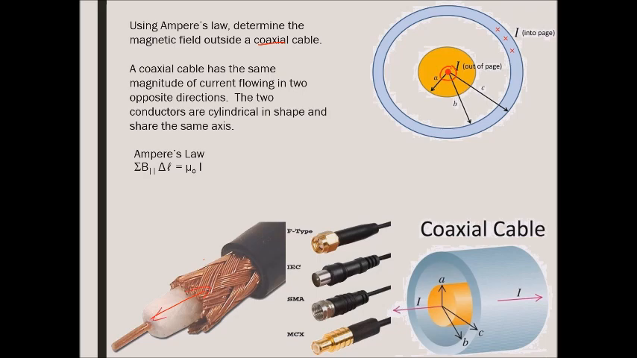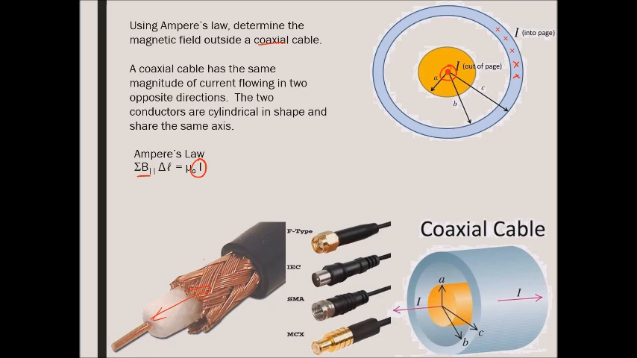So here we have current coming out of the page. On the outside conductor, we have current going into the page. So in a very small region, we have an equal amount of current going in both directions. So what does Ampere's law say the magnetic field should be? So go think about it for a second.